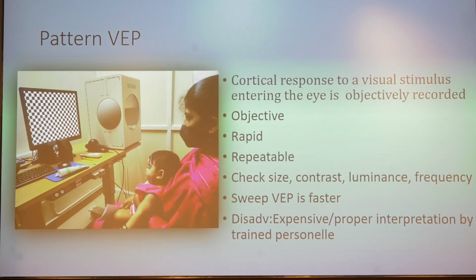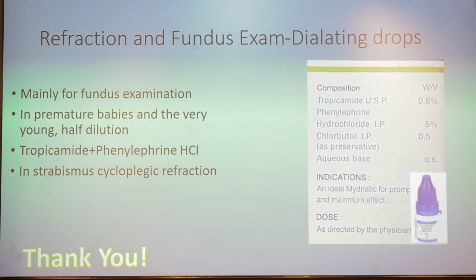And the pattern VEP gives the cortical response to a visual stimulus entering the eye, which is objectively recorded. And the check size, contrast, luminance, and frequency can be changed. And sweep VEP is faster and for a younger child and easier to do. But it is more expensive, and the interpretation should be by trained personnel. If there is a lot of sound, noise in the room, it is difficult.